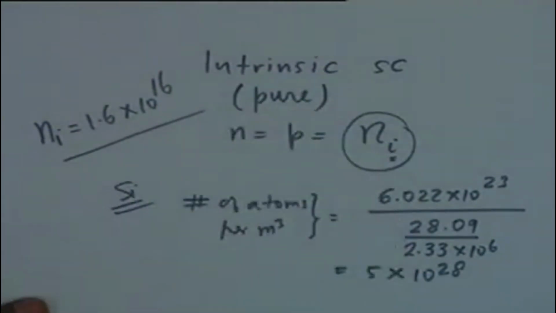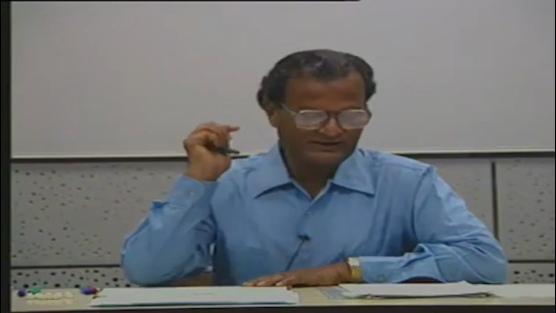So for every 3.3 times 10 to the 12, what is 10 to the 12? Billion? Huh? Billion. All right. For every 3.3 times 10 to the 12 silicon atoms, you have one electron or one hole, which is really indeed very sparsely populated.